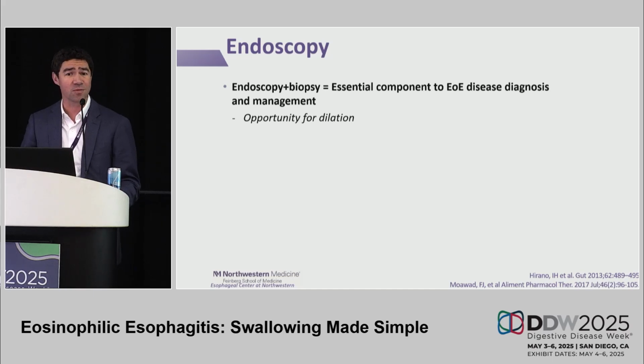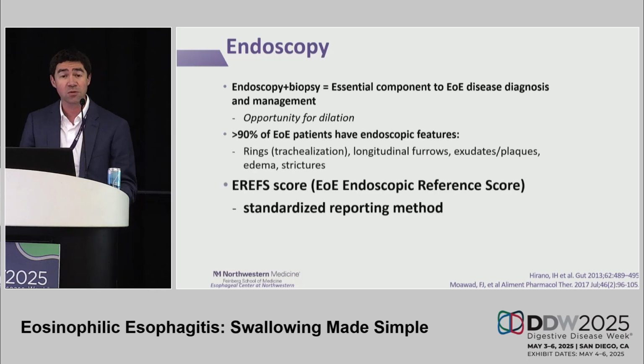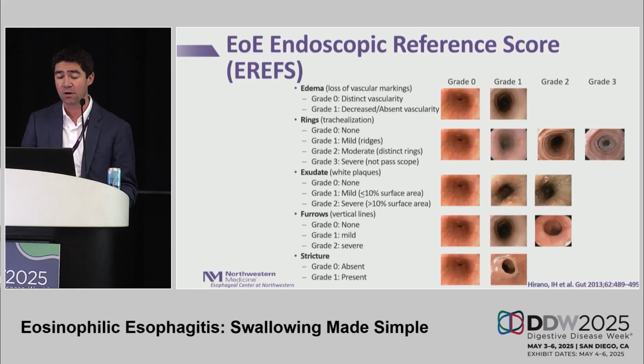Now, how about endoscopy? Naturally, we're doing endoscopy in our EoE patients, and this is an essential component to both make the diagnosis, rule out other conditions, and collect biopsies, and it is also an opportunity for dilation when clinically appropriate. And when we're doing endoscopy, that is a chance to actually be diagnostic as well. And we've talked about the EREFS score. It really has become a quality measure and the standardized reporting tool for looking at these key features in EoE.